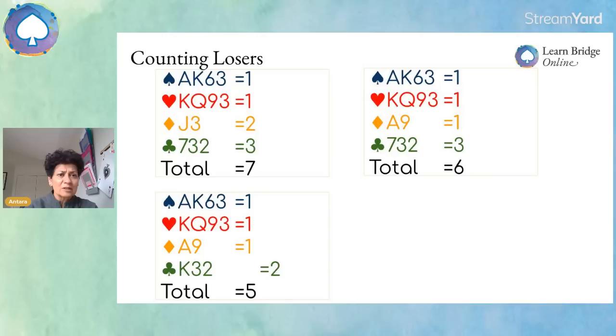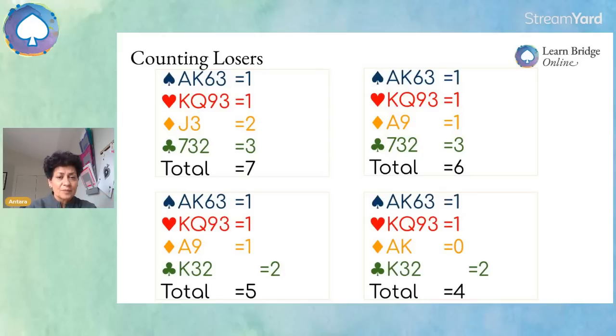Spades are the same, one loser. Hearts, same, one loser. Diamonds, have a look at the second example. This is the second example, one loser. And now I've got the king small, small, or the king 3, 2 in clubs. I've got 2 losers here. I'm missing the ace, I'm missing the queen, and it's a 3-card suit. I've only got one winner, which is the king. So I've got 5 losers.